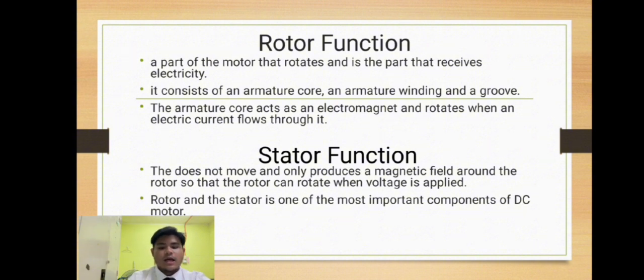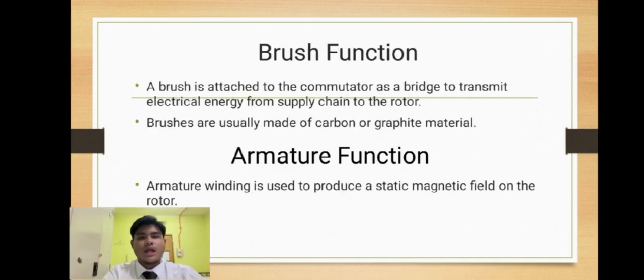Stator function. The stator does not move and only produces a magnetic field around the rotor so that the rotor can rotate when voltage is applied. The rotor and the stator are among the most important components of a DC motor. Brush function. A brush is attached to the commutator as a bridge to transmit electrical energy from the supply to the rotor. Brushes are usually made of carbon or graphite material.